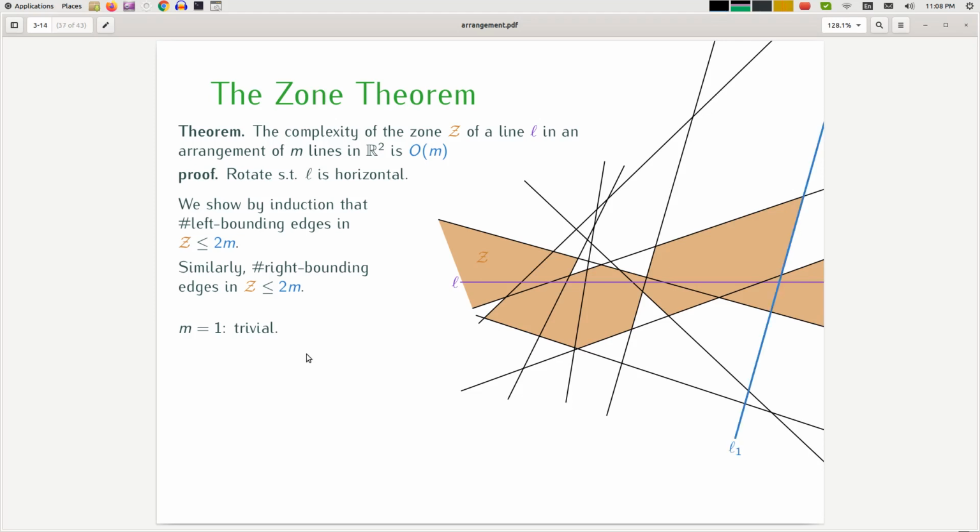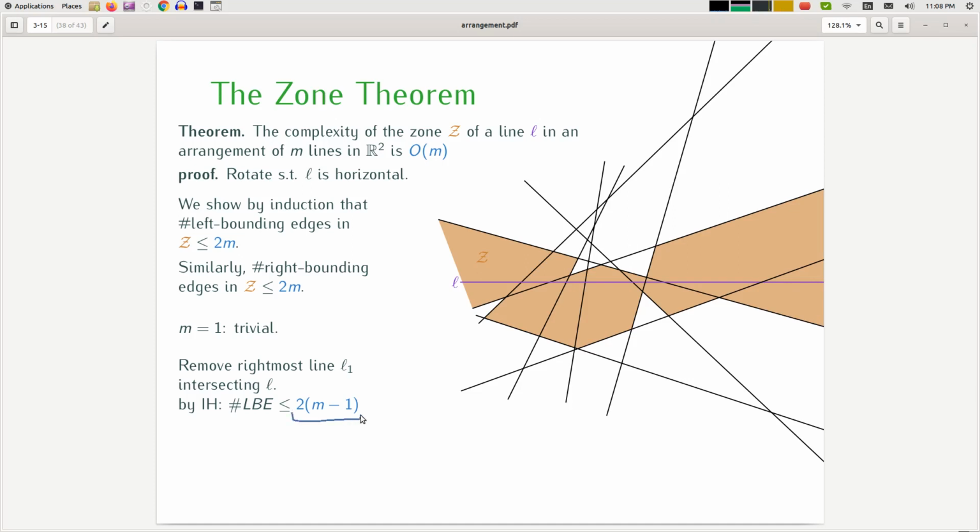The line that I take out is the rightmost line. So I look at the rightmost line, in other words, the line whose intersection point with the line L has the maximum x coordinate. I take this line out. By induction hypothesis, I have 2 times (m minus 1) left bounding edges. And I want to claim that once I add this line back to the picture, this number increases by at most 2. So therefore, in the original picture, I will have 2 times m left bounding edges.